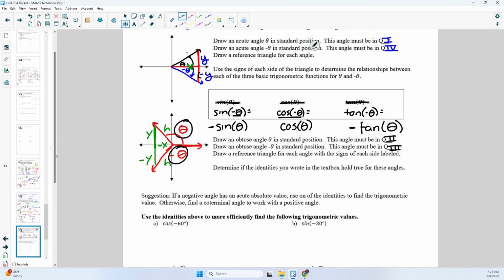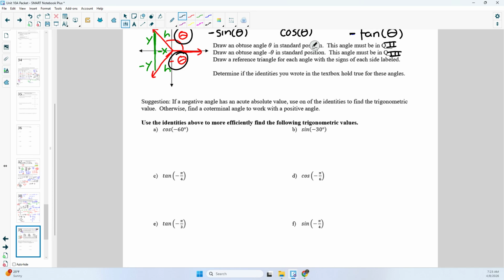So for these problems, this is a suggestion. If you have a nice, small, acute negative angle, you can use these identities to figure out the problem without finding a coterminal angle. If you have a large negative angle, it's probably easier to think about the coterminal angle anyway.